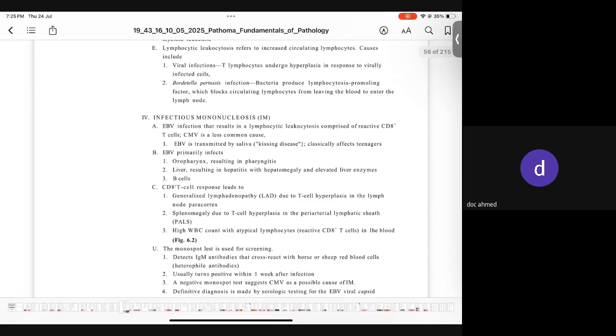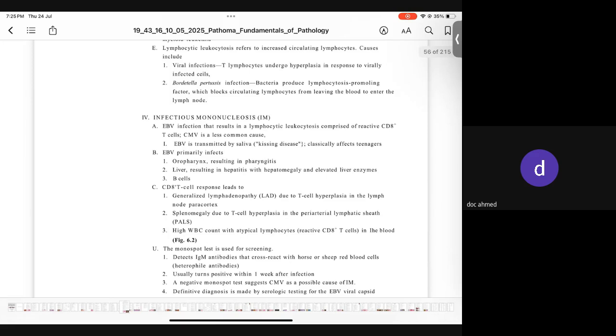We are going to have generalized lymphadenopathy, and that makes sense. Why? Because the paracortex area is going to enlarge in order to fight off the virus. The paracortex is going to enlarge with a lot of T cells, and this enlarged paracortex is going to appear as a whole enlargement of your lymph nodes. Splenomegaly: we know that the periarteriolar sheath T cells become hyperplastic, and it leads to enlargement of your spleen. As a result of this infection, we are going to have reactive CD8 positive T cells in order to fight off those viruses.